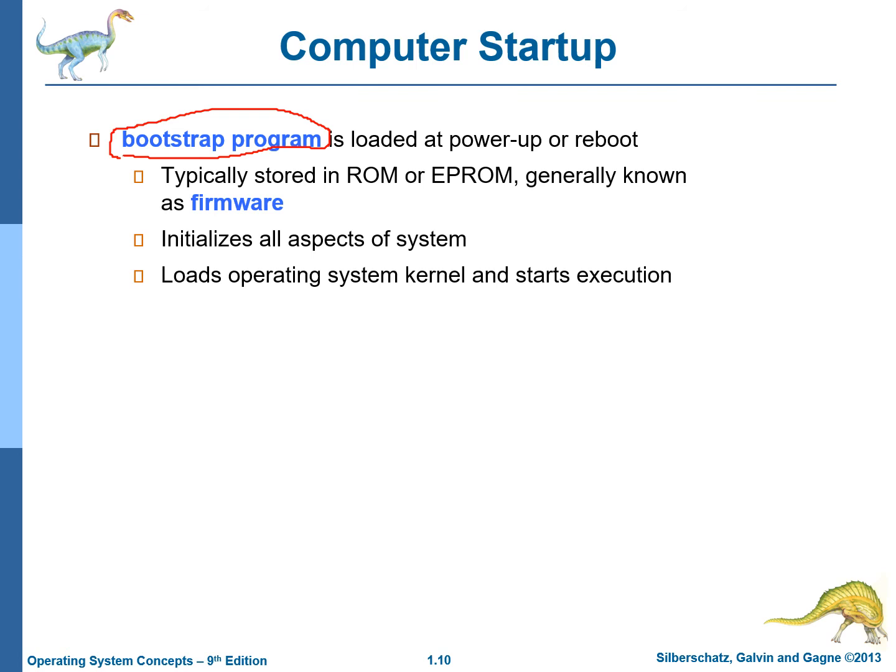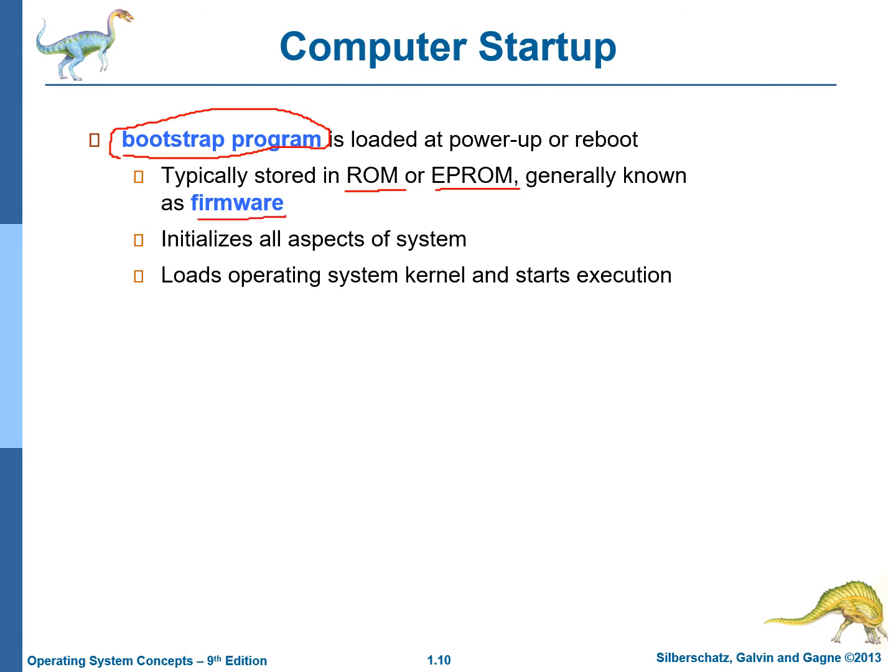Normally the bootstrap program will be stored in a special memory on the motherboard, which is called ROM or EEPROM. ROM stands for read-only memory, and EEPROM stands for electrically erasable programmable read-only memory. So the bootstrap program will be stored in either ROM or EEPROM, and whatever program is stored in ROM or EEPROM is called firmware.